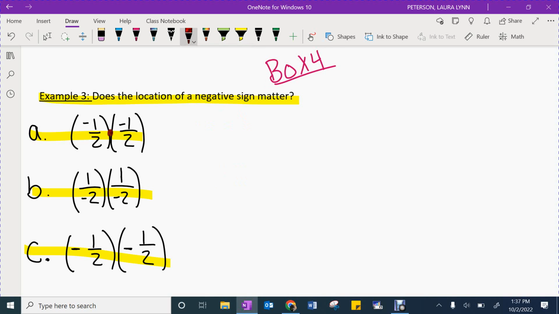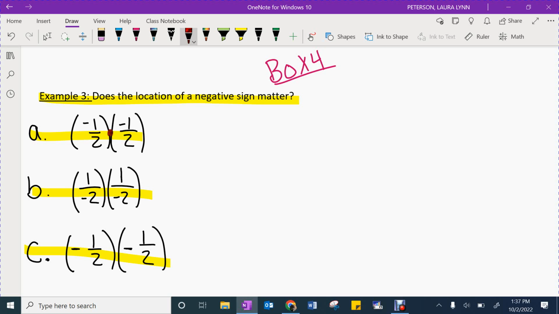On B, the multiplication symbol switched to the bottom, and it's positive 1 over negative 2 times positive 1 over negative 2. And C, the negative sign is in front of the fraction. What does that mean? It just means you do the negative of the fraction 1/2. Now I want to know, does this affect our answer?